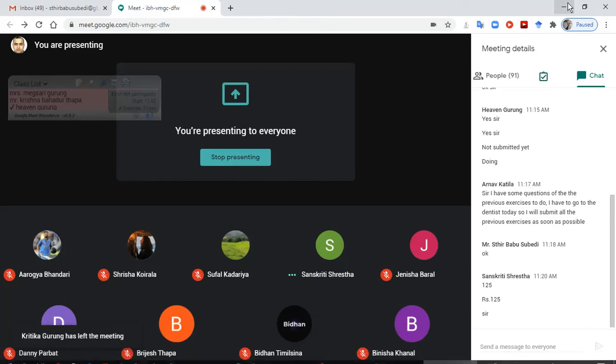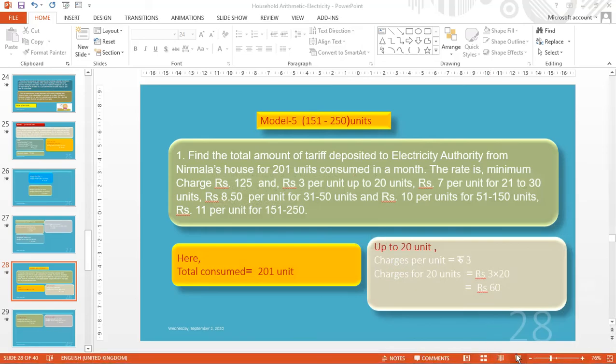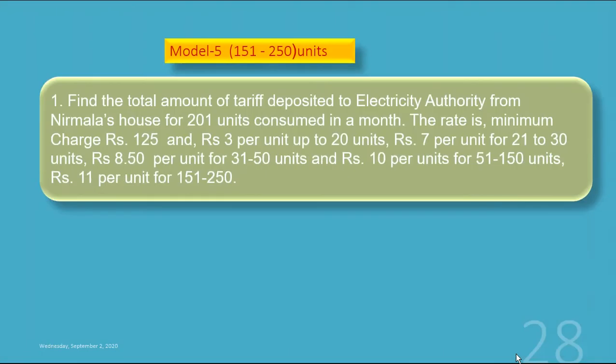So it's rupees 125. Okay, thank you. So the minimum charge is 125. Let's discuss this question now.